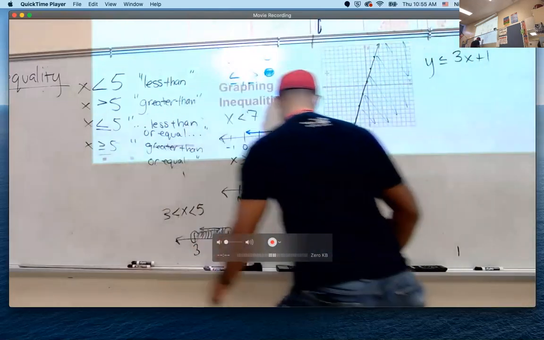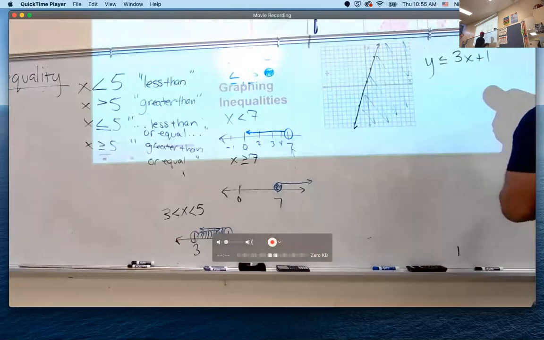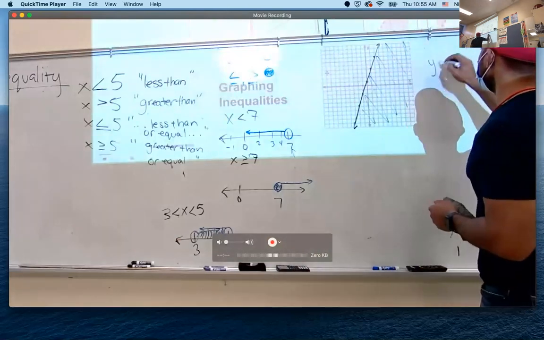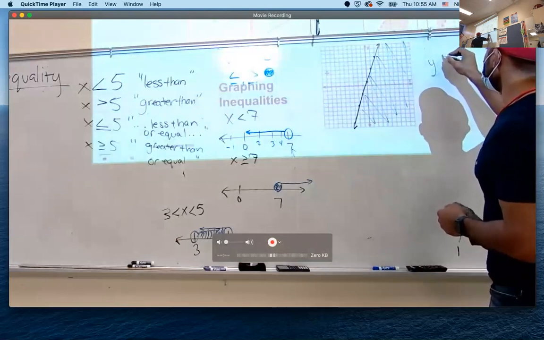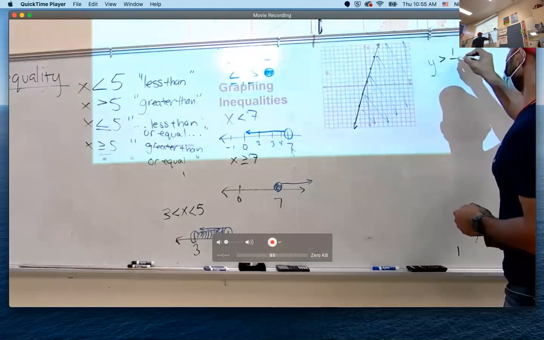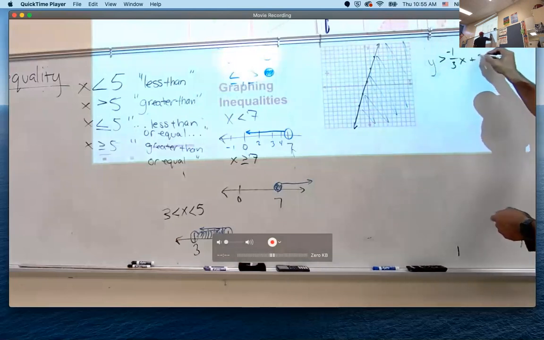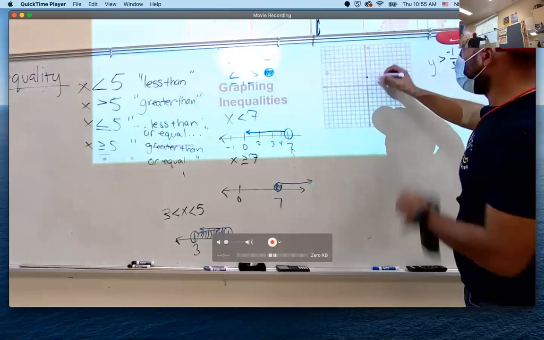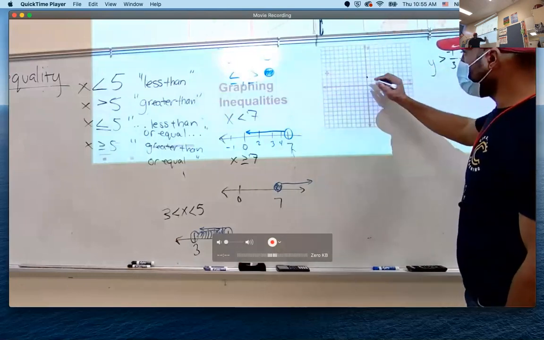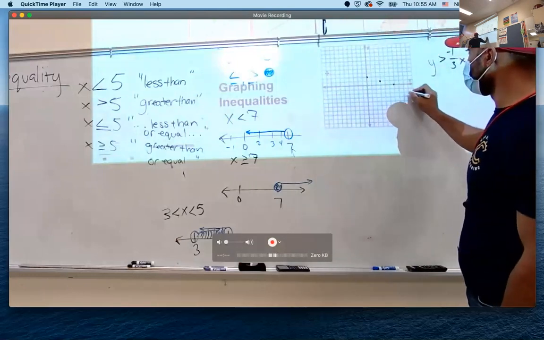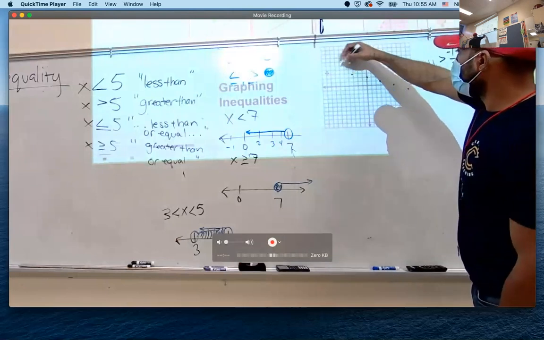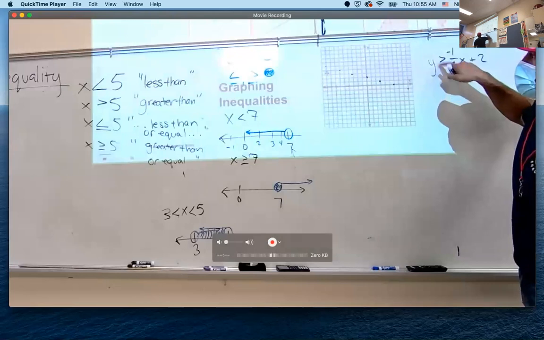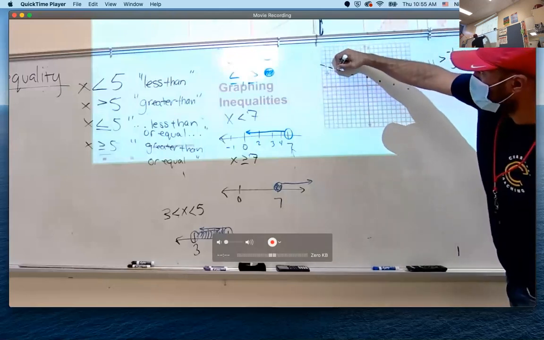So now, the way you can see the difference is, let's say it's negative, right? Let's say greater than negative 1 over 3 x plus 2. It's now a negative slope. Start at 2. Now we go down 1 over 3. And this is going to be a dash line. Good.